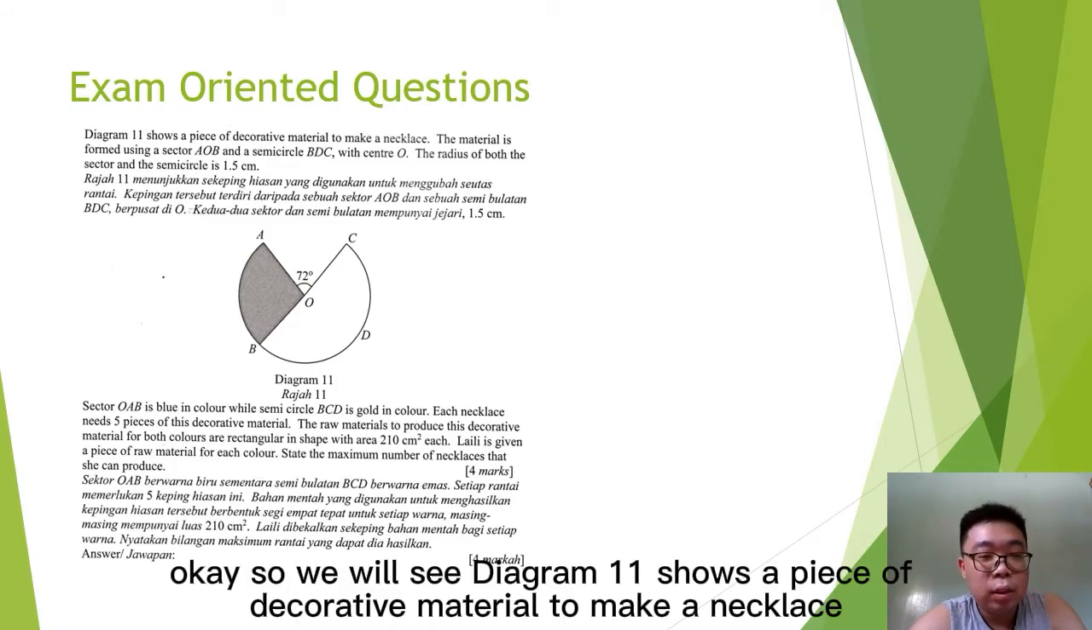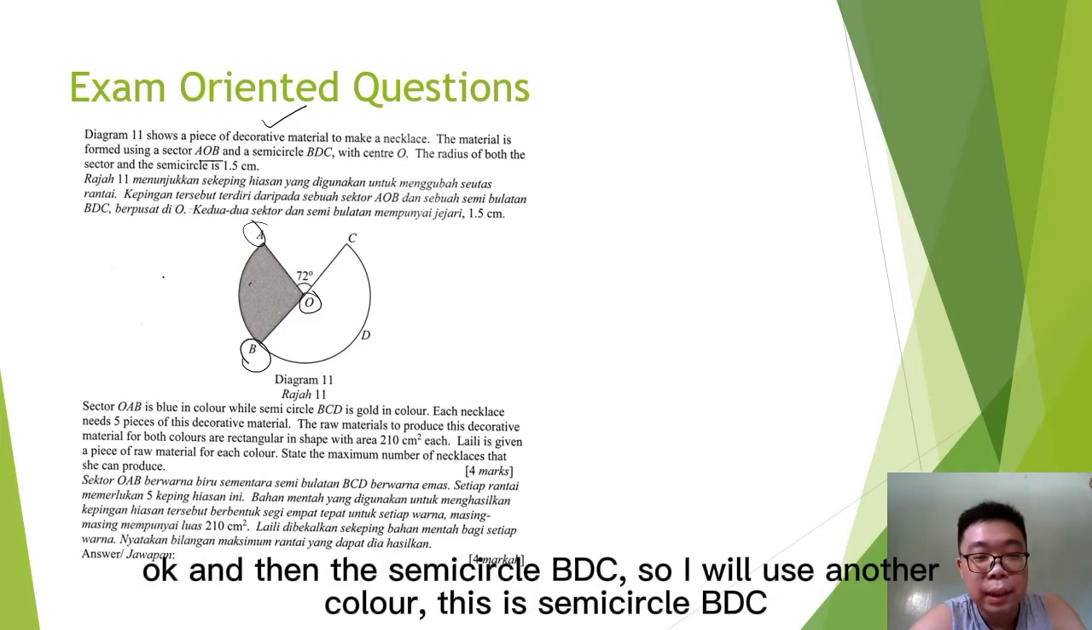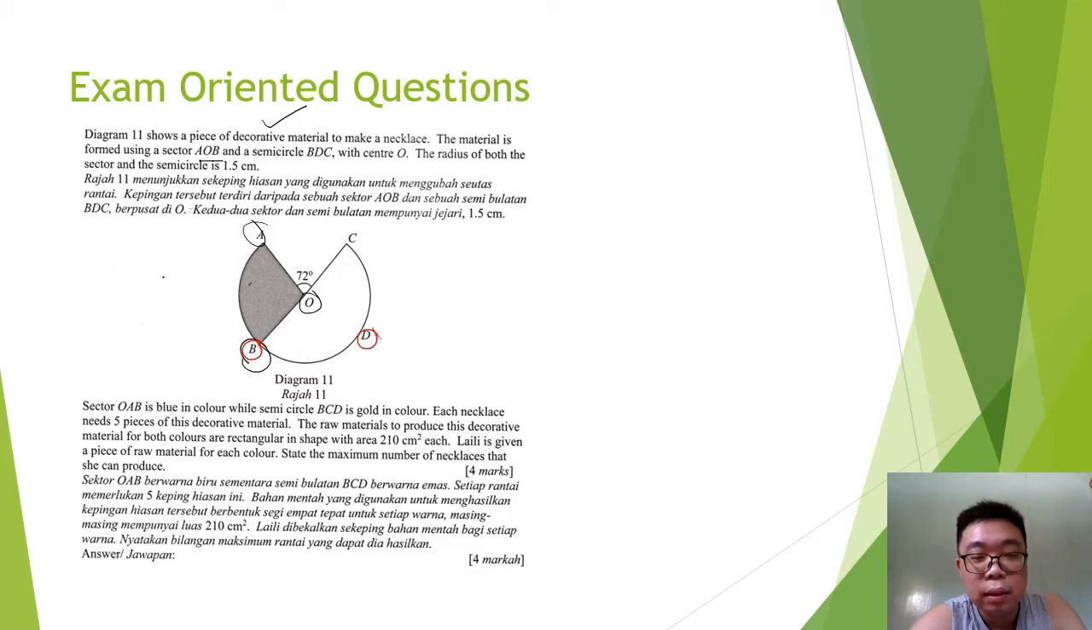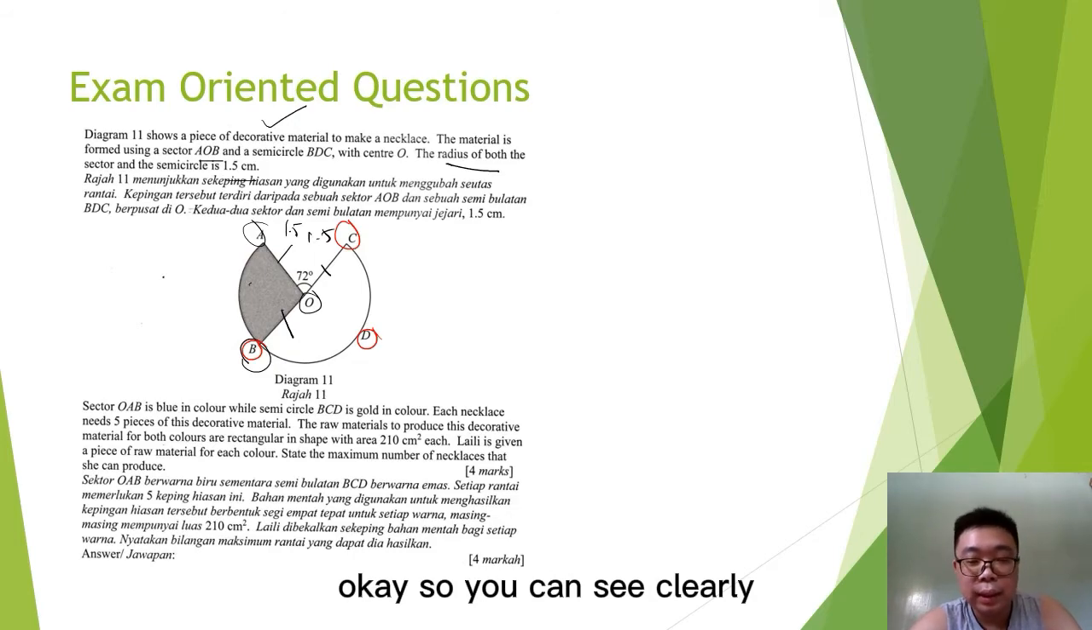Okay, so we will see: diagram 11 shows a piece of decorative material to make a necklace. The material is formed using sector AOB. This is sector AOB. And then the semicircle BDC. I will use another color. This is semicircle BDC. Okay, so the radius of both is 1.5. We cannot see it, so you must draw 1.5 here, so you can see clearly.